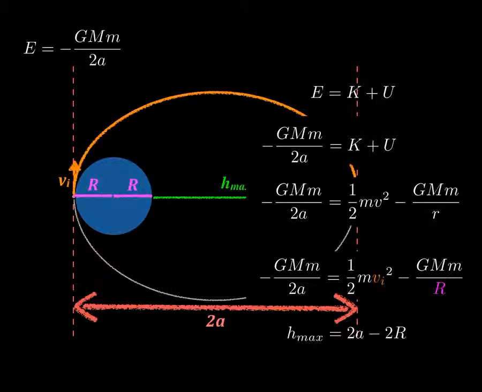And you can imagine that you might know the mass of the planet, you might know the radius and the initial velocity, and at that point you should be able to solve for 2a, which you can then substitute into this expression, and then you can find the maximum height that the satellite reaches.